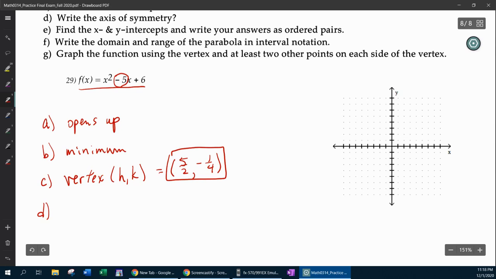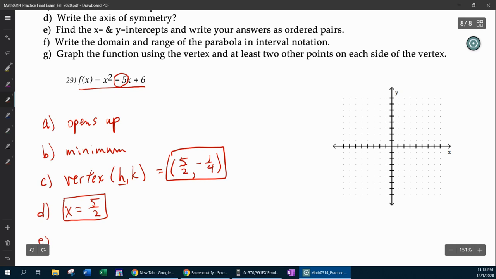Part D, write the axis of symmetry. For a parabola that's a function, the axis of symmetry is always x equals the x-coordinate of the vertex. So if you already have the vertex, then the axis of symmetry is super easy. Just don't forget that you need the x equals part.